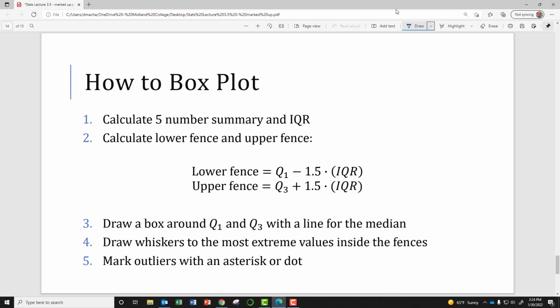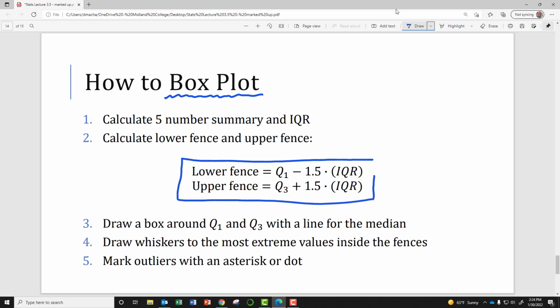So the last thing we'll talk about is how to make a box plot. And so here's a stepwise procedure. First, we calculate the 5-number summary. So it's the min, first quartile, median, third quartile, maximum, and the IQR. Then we're going to calculate what's called the upper fence and the lower fence. I have formulas for these right here. I would say please memorize these, but I think they're actually on our formula chart.